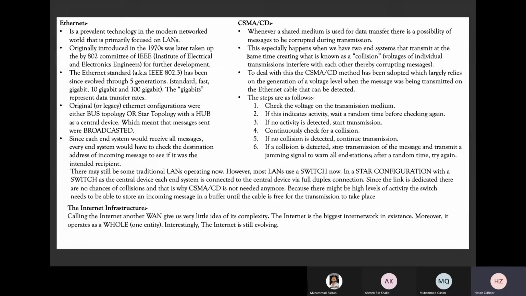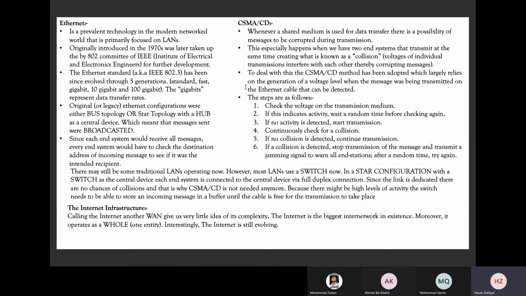Now, voltages of individual transmissions interfere with each other, thereby corrupting messages. So basically, in detail, when a collision occurs and data is being transmitted, every transmission has its own voltage, and individual voltage transmissions interfere with others, and thereby they start corrupting information. To deal with this, the carrier sense multiple access with collision detection method has been adopted, which largely relies on the generation of a voltage level when the message is being transmitted on the Ethernet cable, and that can be detected.